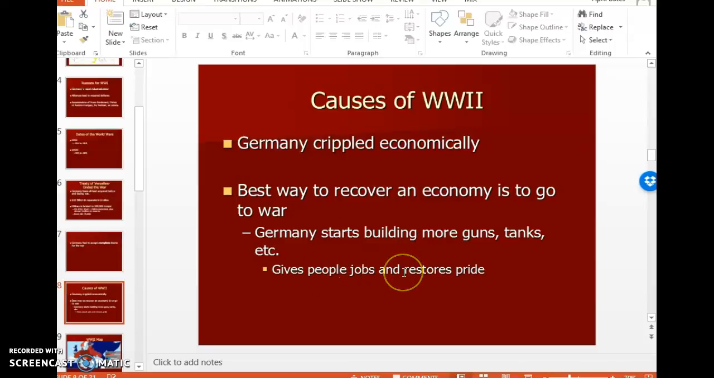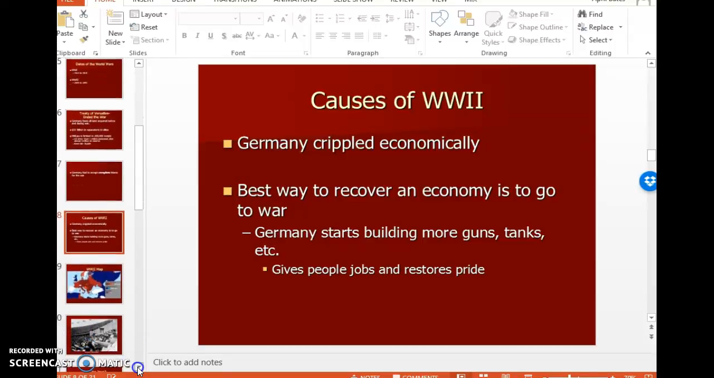Well, you can't just have an army standing around. All those people, they all said, let's go to war. Okay. And because they now have jobs, they're feeling pride in their country. And they want to fight and defend their name, even though they've been embarrassed for so many years, or because they've been embarrassed for so many years. So these are the causes of World War II.